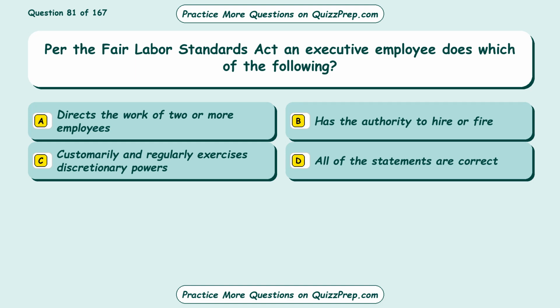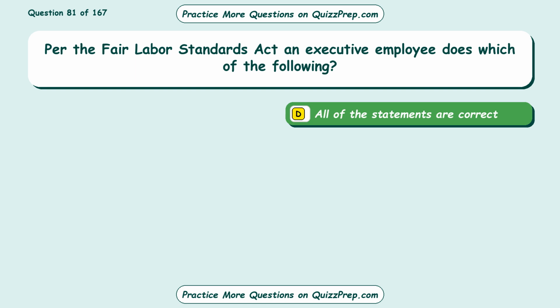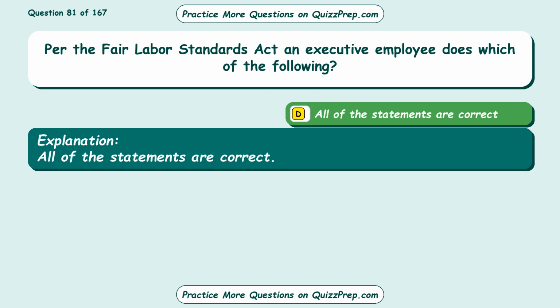Question 81. Per the Fair Labor Standards Act, an executive employee does which of the following? Option A, directs the work of 2 or more employees. Option B, has the authority to hire or fire. Option C, customarily and regularly exercises discretionary powers. Option D, all of the statements are correct. The correct answer is option D, all of the statements are correct.